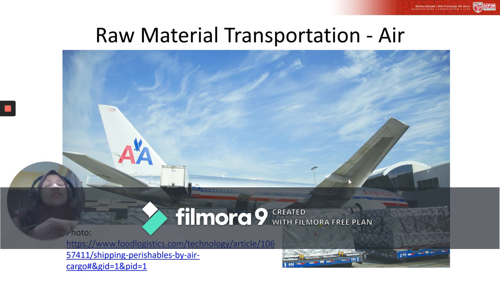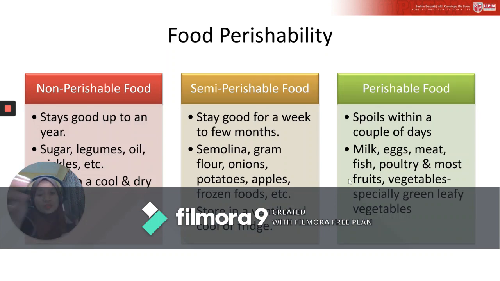And then there are some requirements where they need to transport their raw material quickly. So they are using air transportation. For example, tuna and some other highly perishable food, for example cherry.